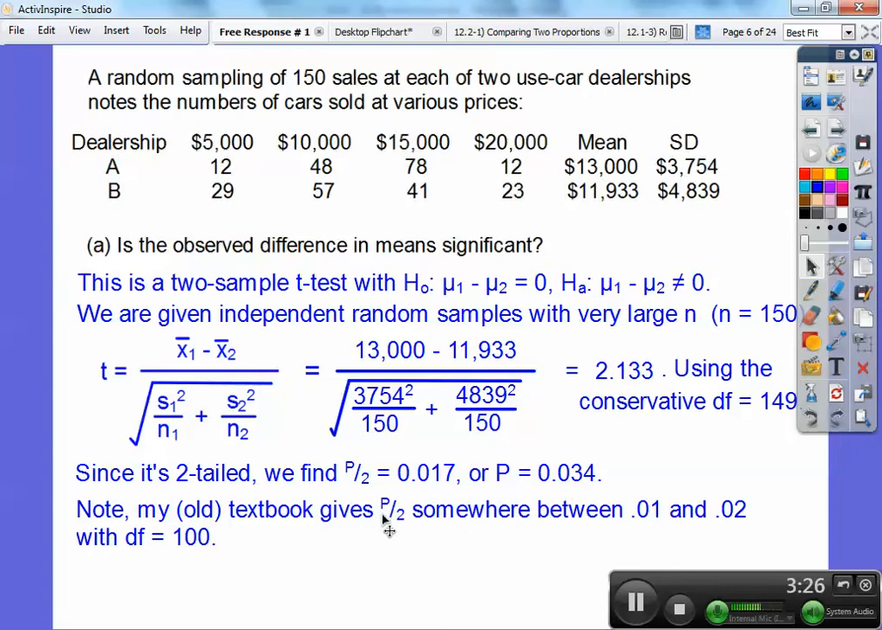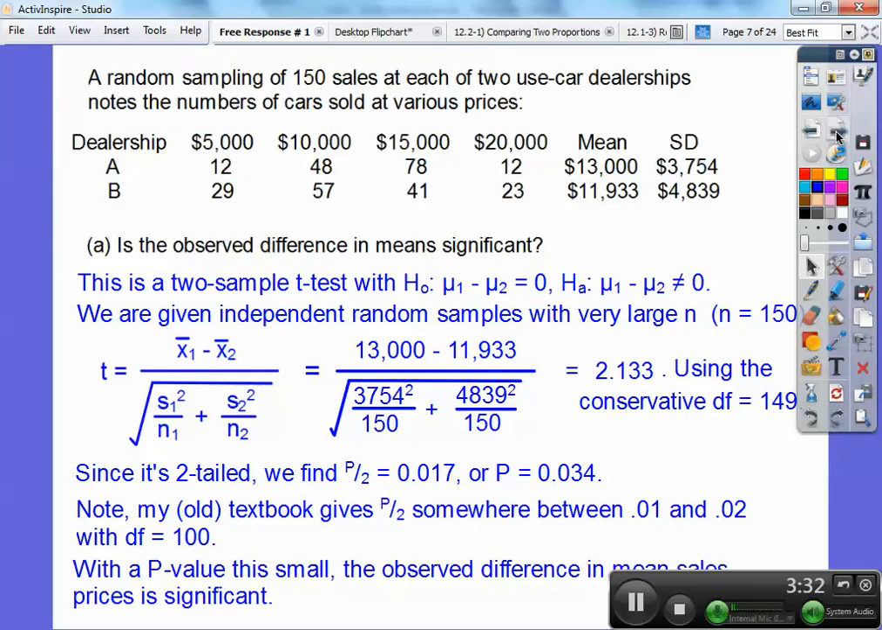So depending on what t chart they give you, that'll tell you right there. So with a p-value this small, sorry, this little thing's in the way, I'm at school, the observed difference in the mean sales prices is significant because my p-value is 3.4%. Okay, so that's a two-sample t statistic.